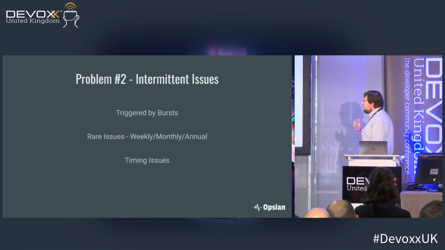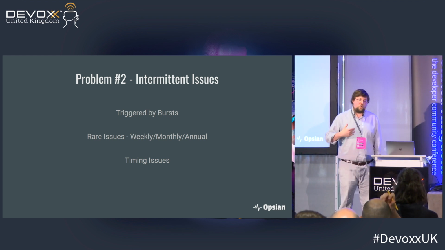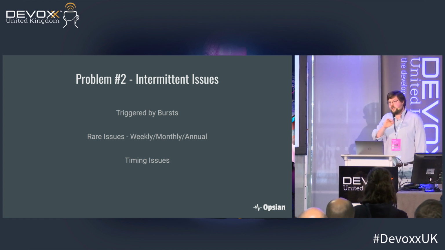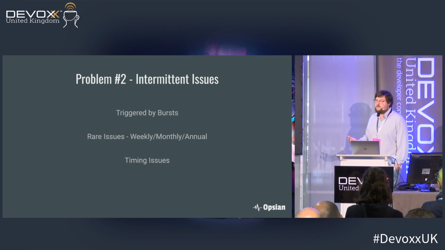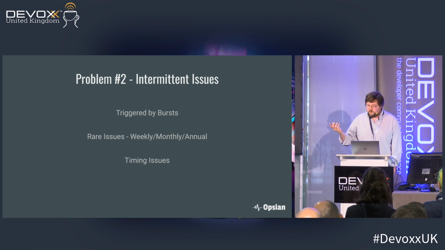Sometimes you get periodic issues that happen within a system, like bursts of traffic on a weekly or a monthly or an annual basis, rather than just a constant burst. And sometimes you can get timing issues, so things that happen here and there periodically, but just kind of random to spot.